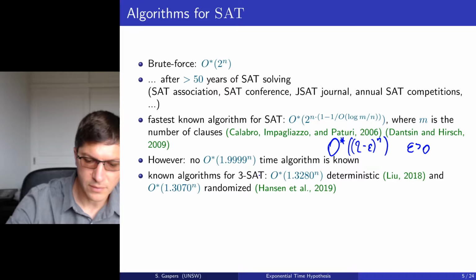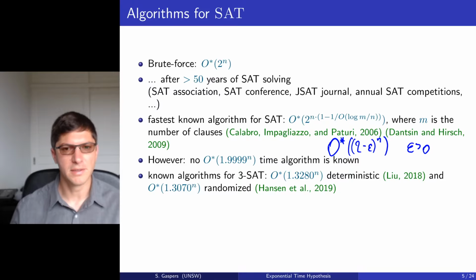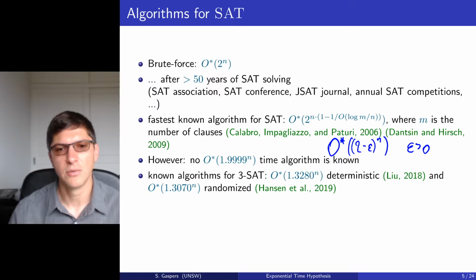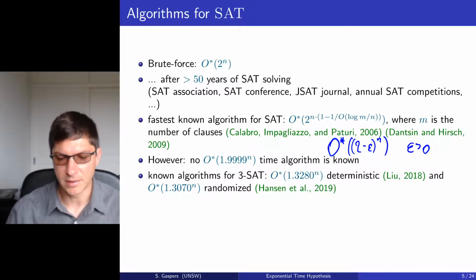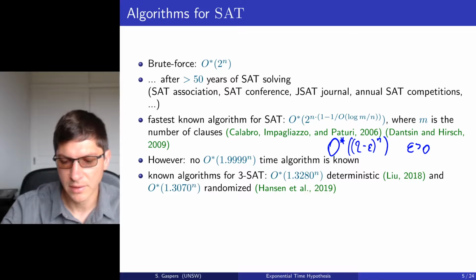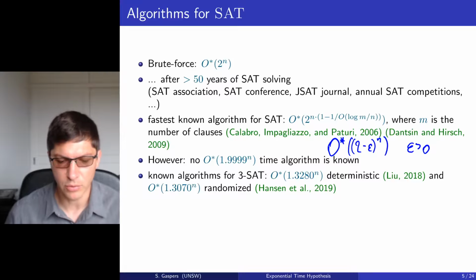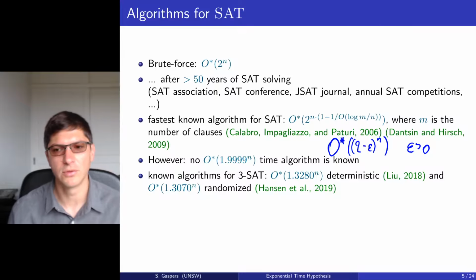And for restrictions such as the 3-satisfiability, or actually the k-satisfiability for any constant k, we do have faster algorithms. For 3-satisfiability, the fastest one is a 1.3280 to the power n time algorithm. That's deterministic. And if we allow randomization, the fastest one is a 1.3070 to the power n time algorithm.